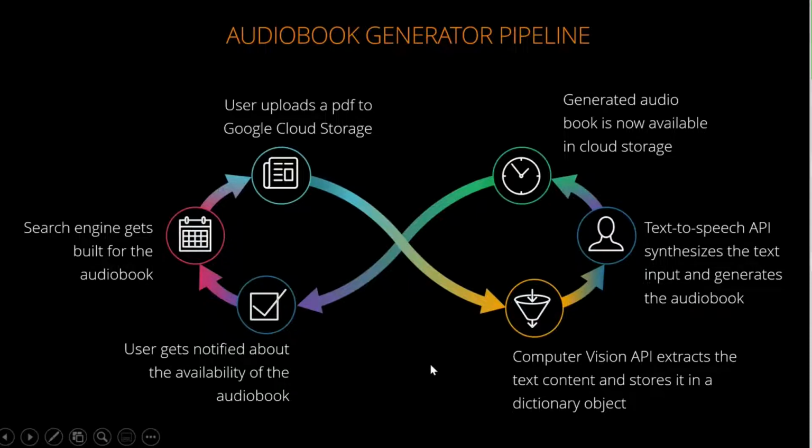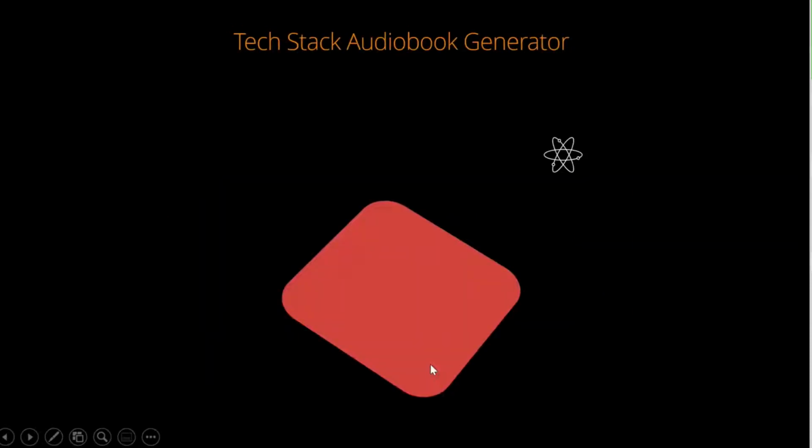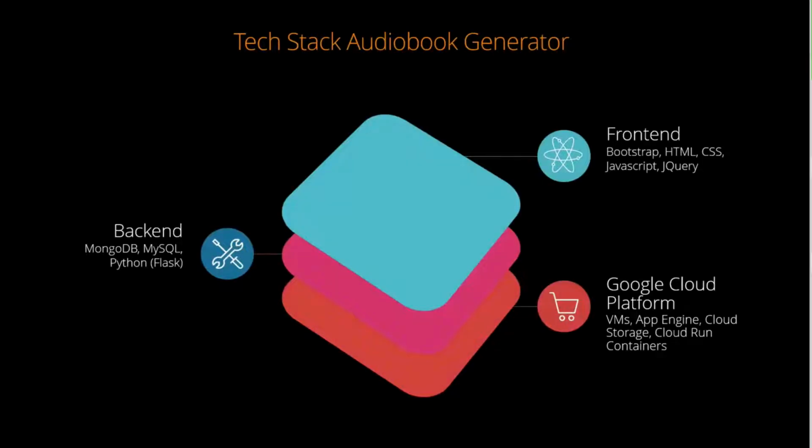And this is the tech stack for audiobook generator. Just like our earlier products, we are using Google Cloud as the storage, as the hosting for this entire product. We use App Engine, we use Google Cloud Storage, we also use Cloud Run containers. And backend, we're going to use MongoDB, where all the data is going to be stored, the URL, the metadata about the file that is being uploaded. All the metadata is stored in MongoDB. We also use MySQL to store some aspect of the content part of it to just speed up the search. And then we use everything with respect to Python. Everything is written in Python, right?